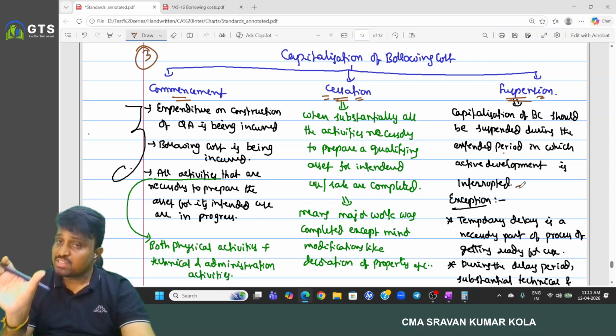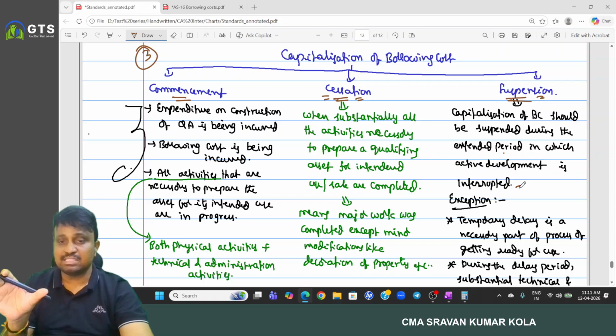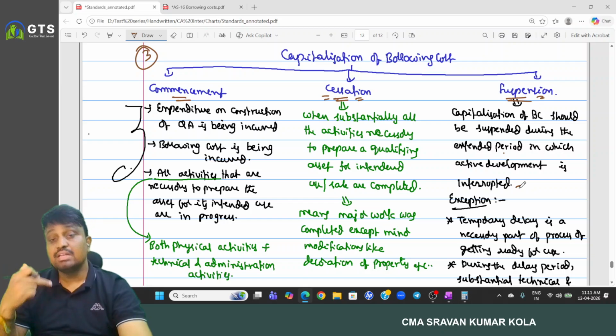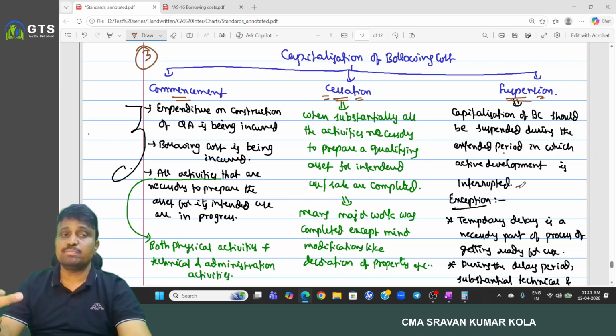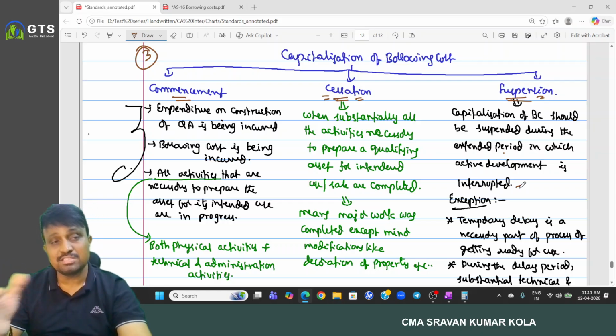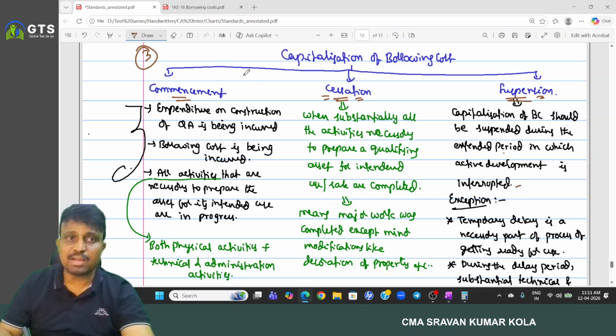But during the strike period, if any technical or some administrative work is in progress, then in that period also, whatever interest is paid, you may capitalize. You have to capitalize it as per AS-16. You have to capitalize it.